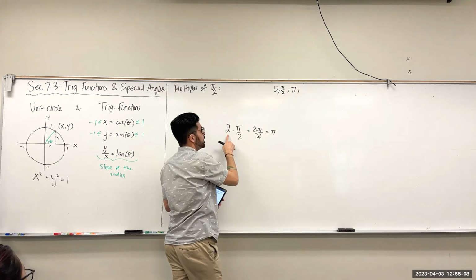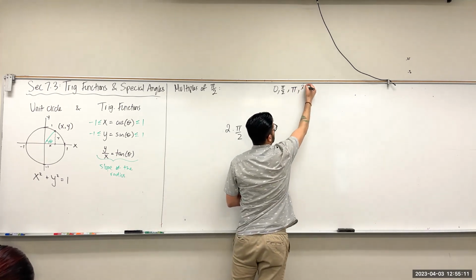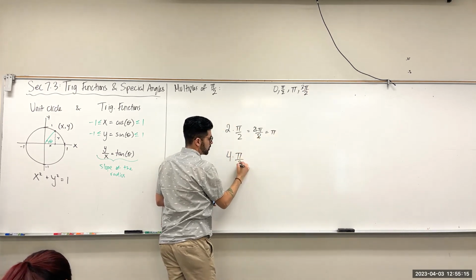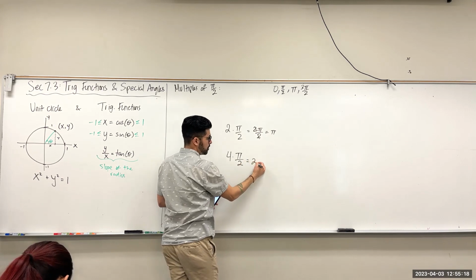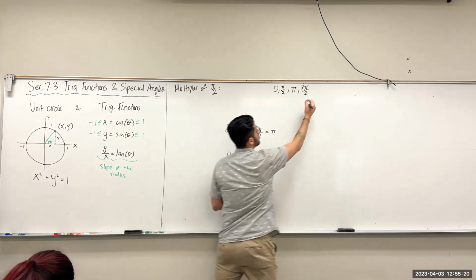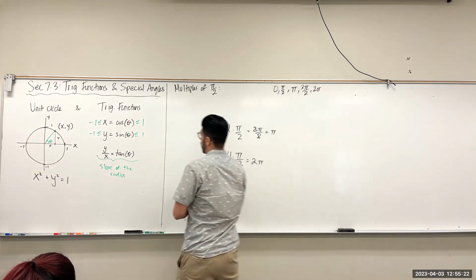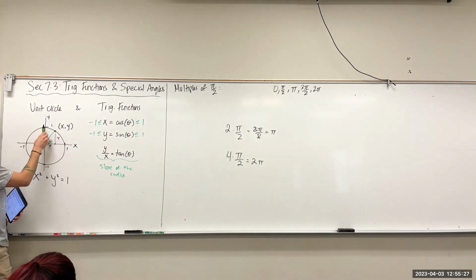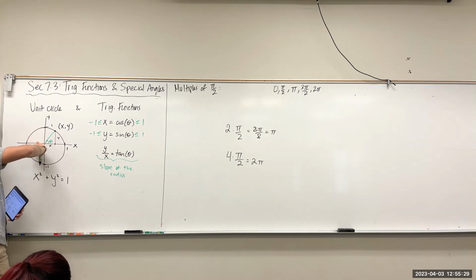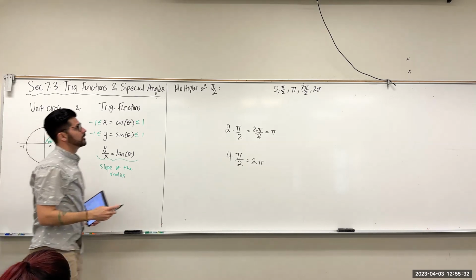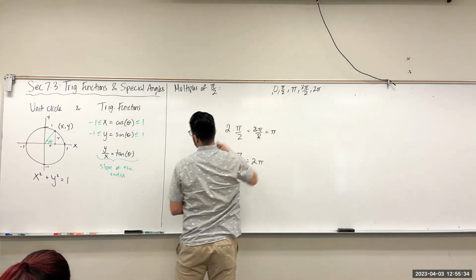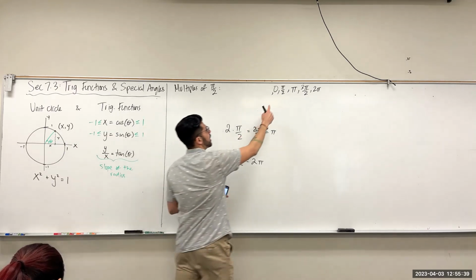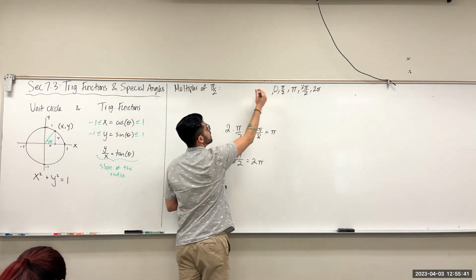And then 3 times pi over 2 is 3 pi over 2. And then 4 pi over 2 becomes 2 pi, and you cancel to 2 pi. That's if you start rotating in the counterclockwise direction. Pi over 2, pi, 3 pi over 2, and then 2 pi. But then you can also go backwards in the clockwise direction. So we multiply pi over 2 times -1.